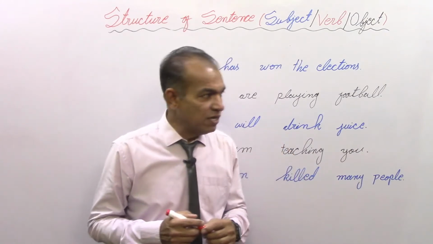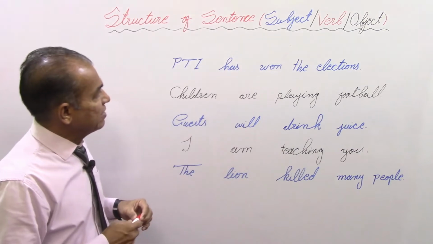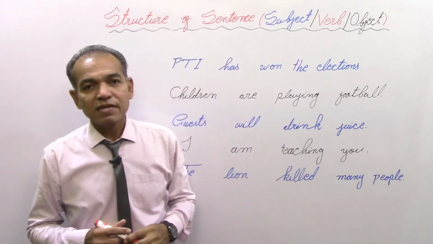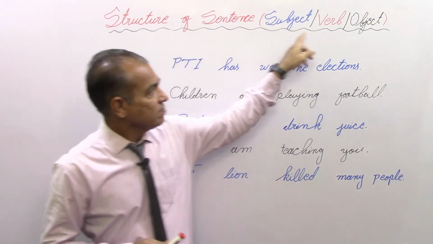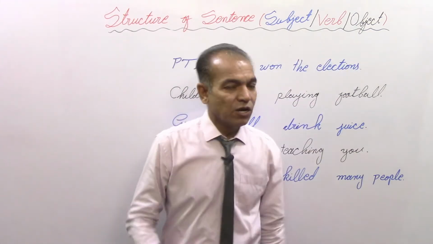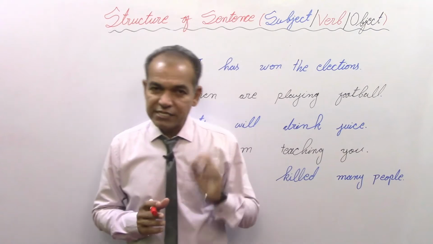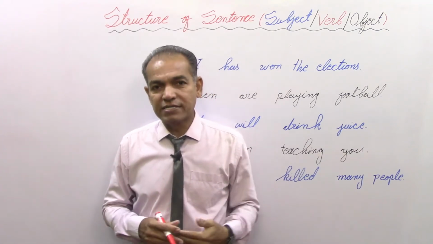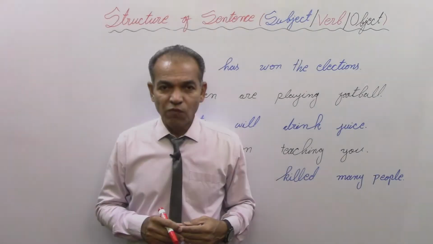As you would have seen on the whiteboard, we have written here that there are 3 main parts of a sentence: subject, verb and object. These are the main basic parts of a sentence, and with the help of these 3 things we make a sentence. So let's discuss them one by one.